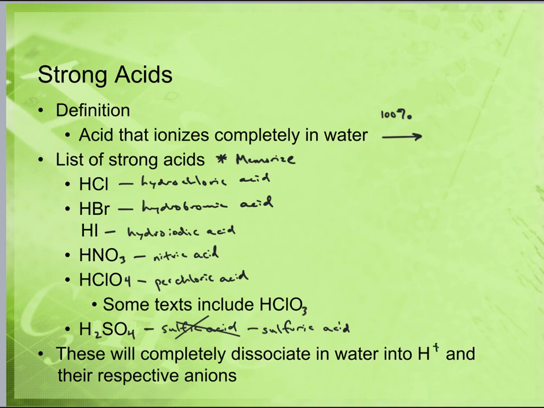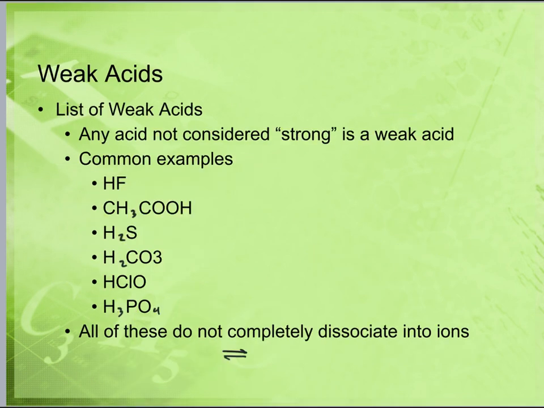So if you take HNO3 and you put it into water, 100% of it comes apart, so we only draw an arrow pointing in the forward direction into hydrogen ions, and the respective anion, a nitrate ion, NO3, kind of hard to read that, okay? They will all do this. 100% of it dissociates.